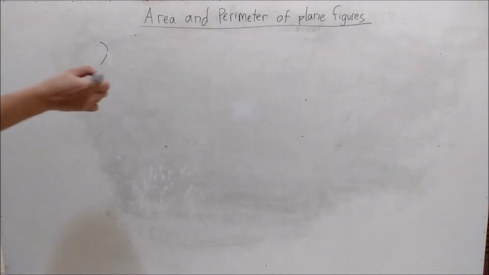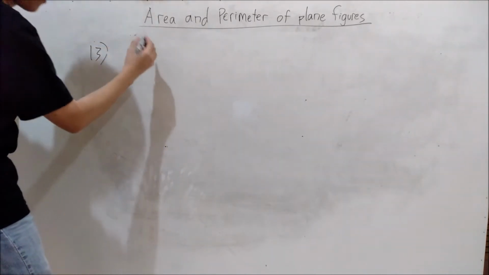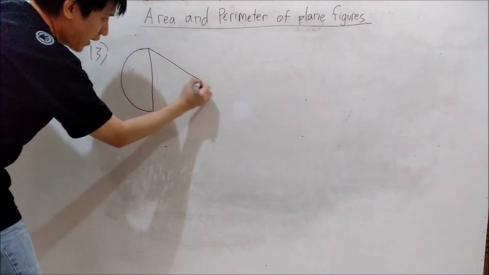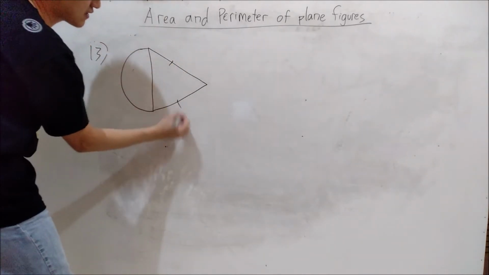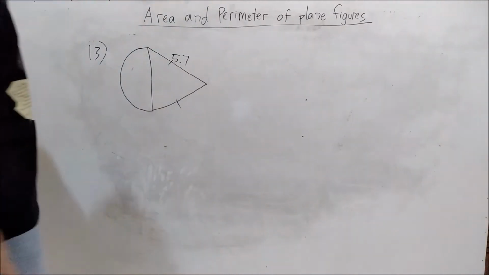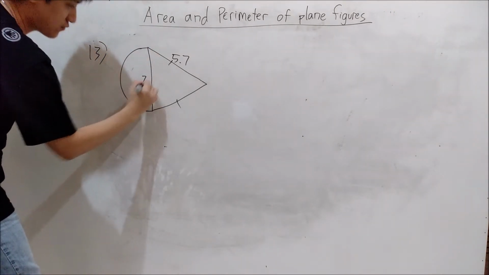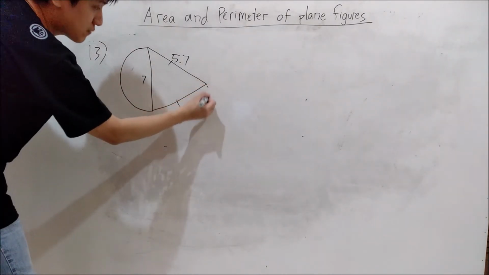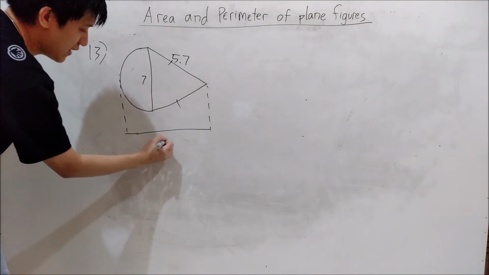Let's solve this one out. This is our 13. So I will have a semicircle with a triangle. The triangle has two equal sides, so this is an isosceles triangle with 5.7. Then I will have 7 here. This will be the diameter of the circle. And then from this point all the way to this point is 8.